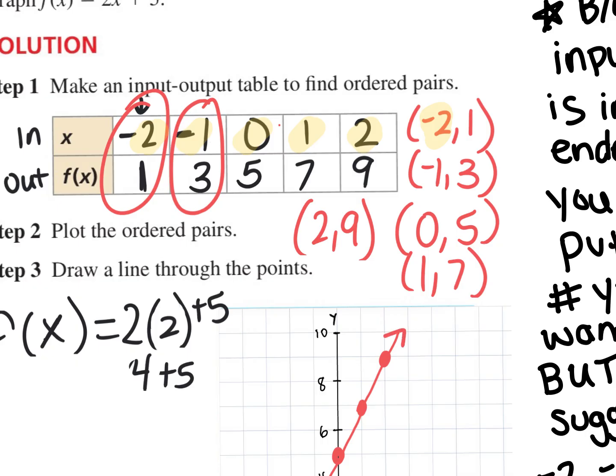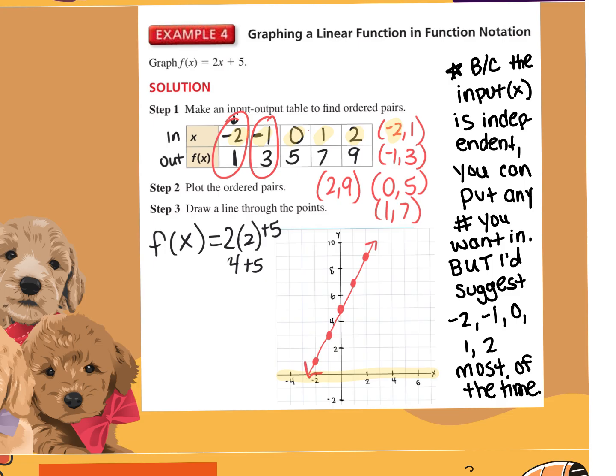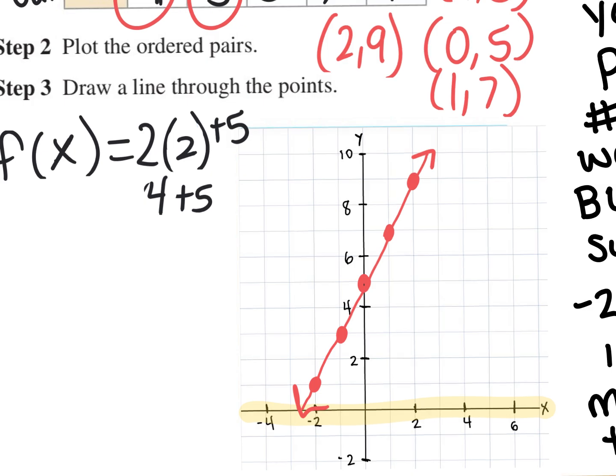So I'm going to put arrows on the end of both of these lines to show that it would keep going, because I could have plugged in all the numbers, all the positive bigger numbers and all the negative bigger numbers. But if you plug in any number to x and you follow this function, f of x equals 2x plus 5, your output, the y value, will be an ordered pair that's somewhere on this line.